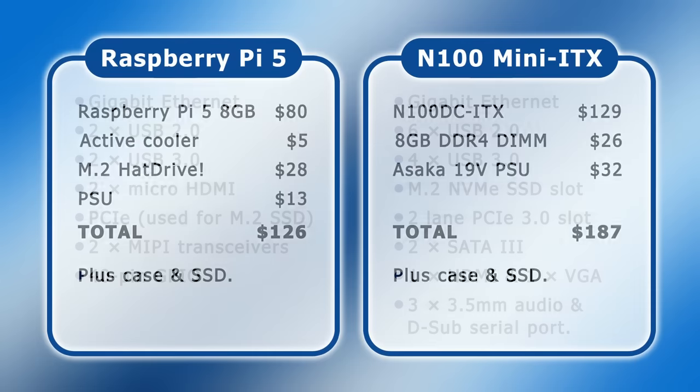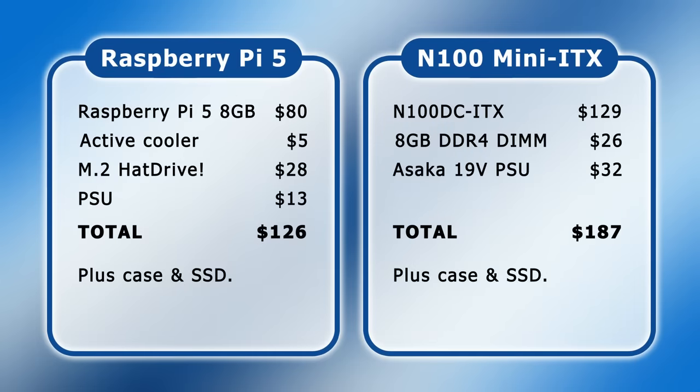Excluding a case and SSD, the N100 system costs $187, whilst the Pi 5 costs $126. And it's worth noting that N100 mini PCs on Amazon, including an SSD, start at around $160.